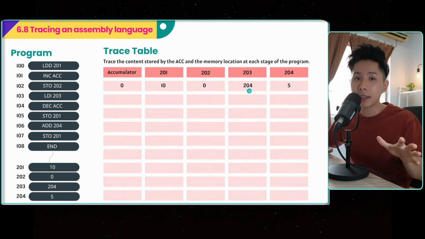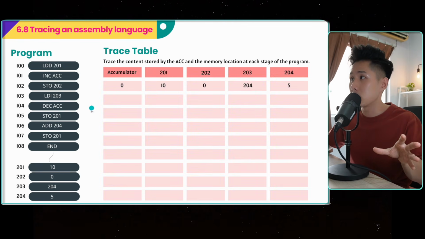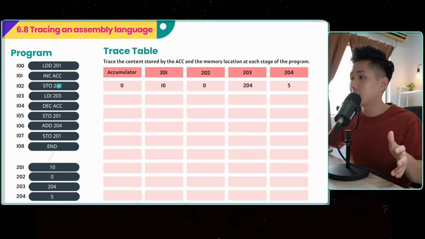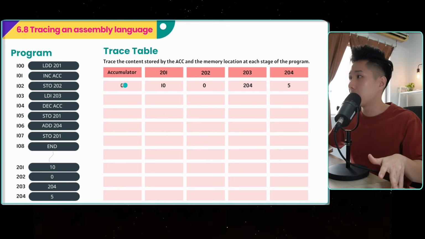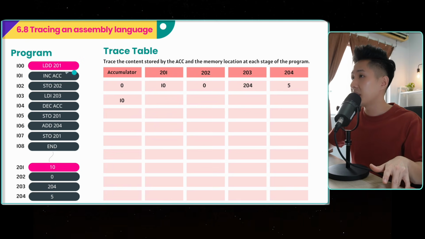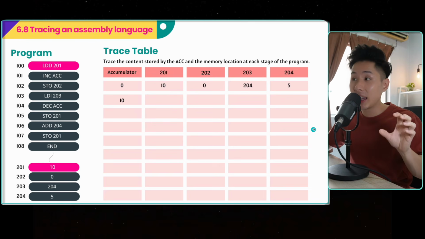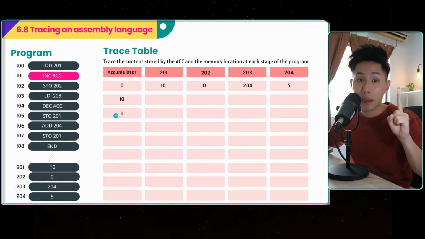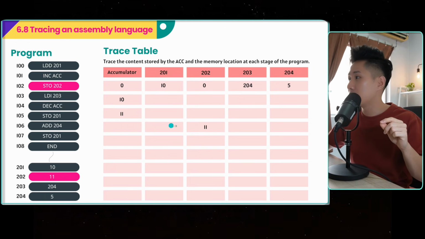So in order to teach you better, I have another example here with another program. So let's start with LDD 201. But before that, you can see that at each location, 201 to 204, they all have different values, which is why I initialize it here. So LDD 201, direct addressing, loads whatever is inside 201 into the accumulator. INC ACC, remember INC will only increment the accumulator by 1. STO 202, basically I store whatever is inside the accumulator in address 202.